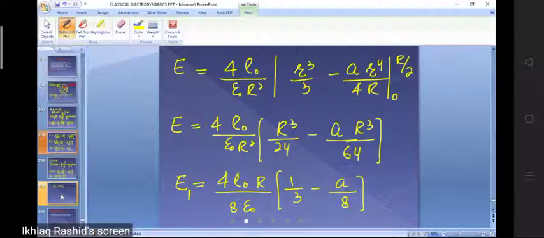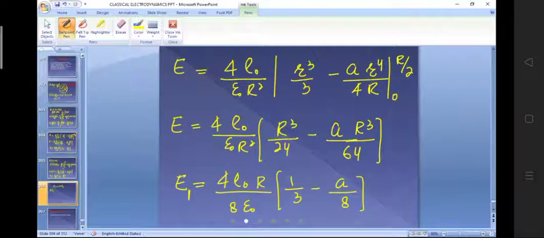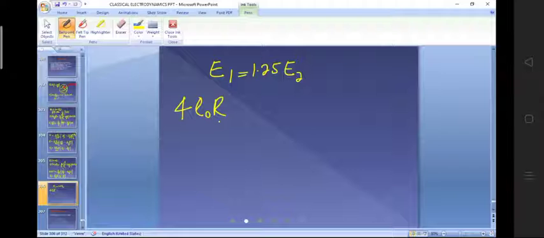So what's given is this, E1 is equal to 1.25 times E2. So let me write down here E1 first of all. So E1 क्या है बेटा? That's equal to this. So E1 के बदले में लिखूंगा बेटा this 4 multiplied by rho naught. Okay, so here it's 4 multiplied by rho naught divided by 8 epsilon naught. So here it is R divided by 8 epsilon naught. Fine. So it's like this.